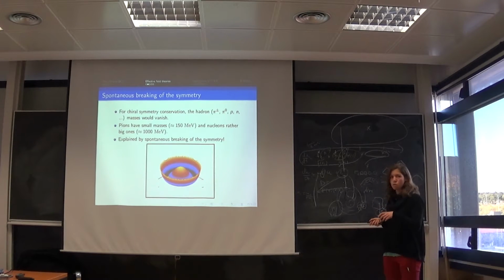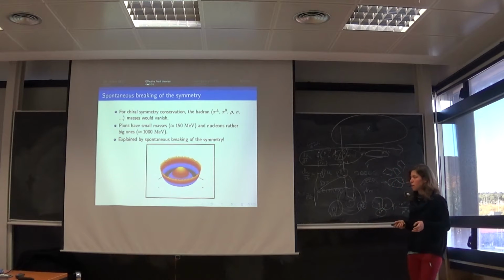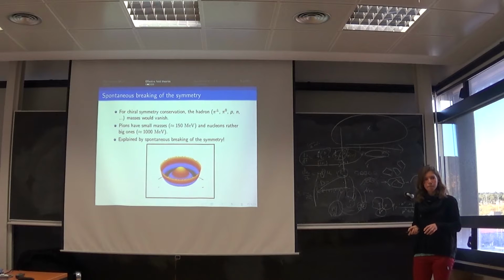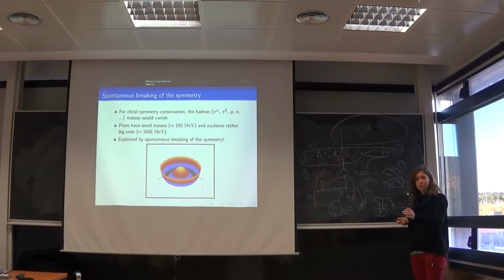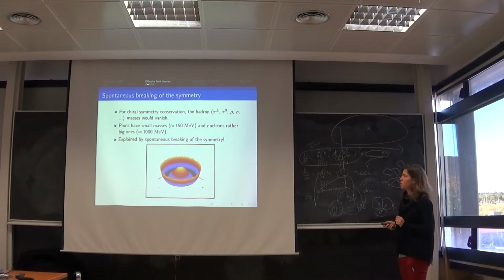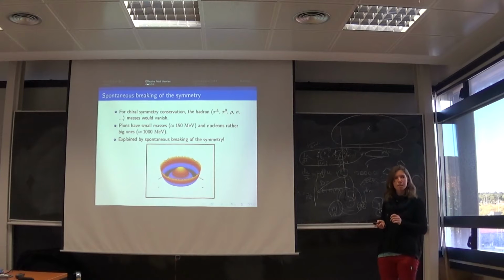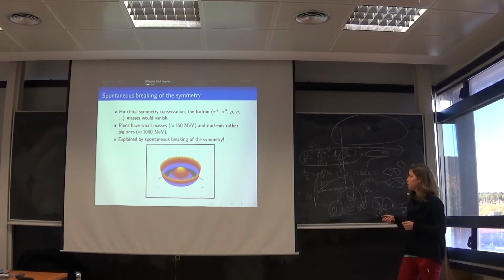So in the ground state of the situation we're describing, in this case the ball in the hat potential, the symmetry will be hidden, but it will still be existent. So it's not like breaking the symmetry by introducing explicit corrections like it was with the slide before, with this explicit breaking of the symmetry. It's just hiding the symmetry, but it's still there.